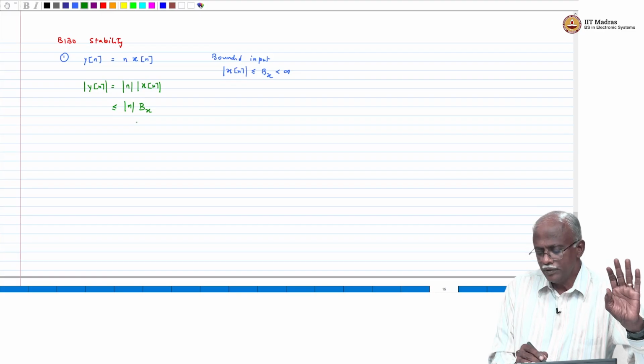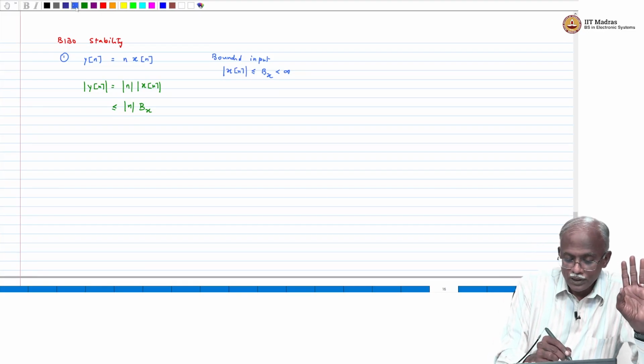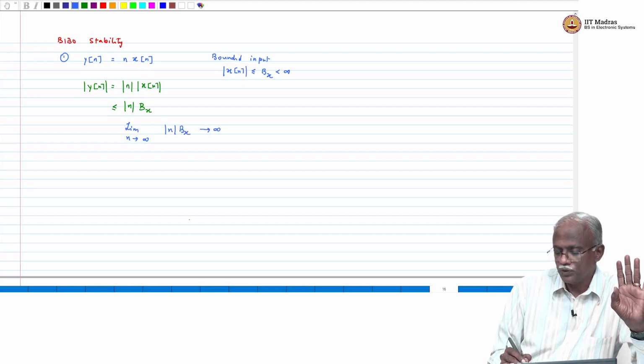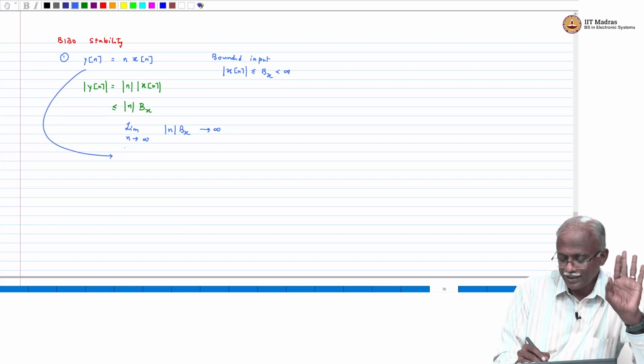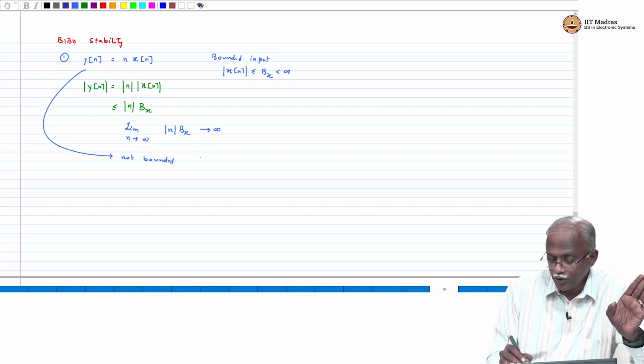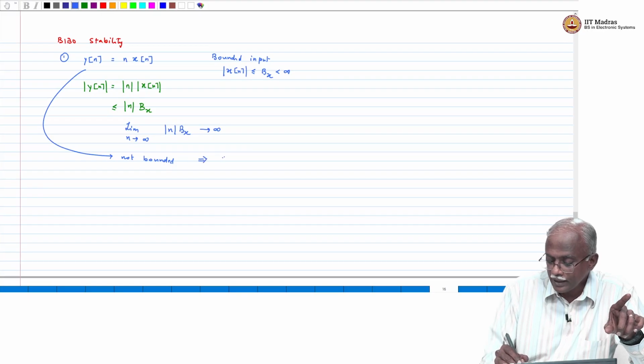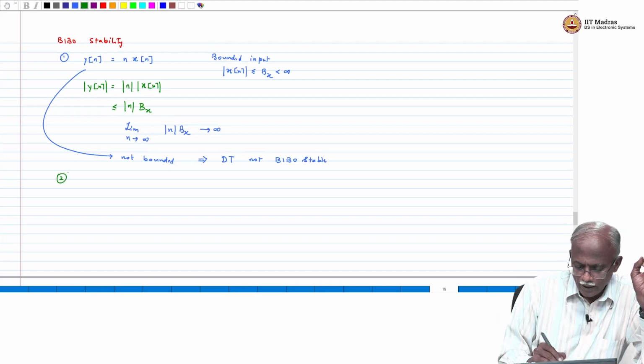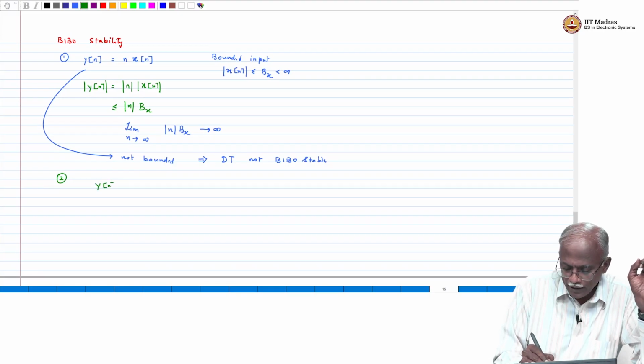Now, there is a tendency to say, okay, this is the limit, but notice as n tends to infinity, modulus n times b of x tends to infinity also. So, this particular sequence will not be bounded. Okay. Input is bounded, output is not bounded. That implies the discrete time system is not BIBO stable. It is not BIBO stable. Again, you should be able to capture that. Okay, let us look at a second LTI system. Y of n equal to e power x of n.